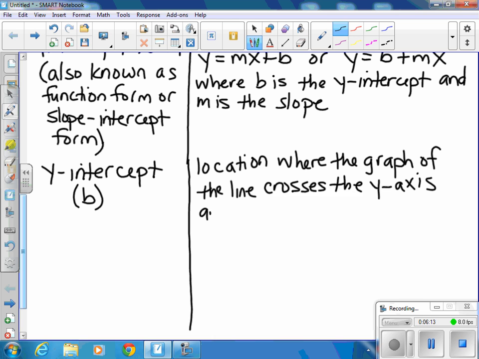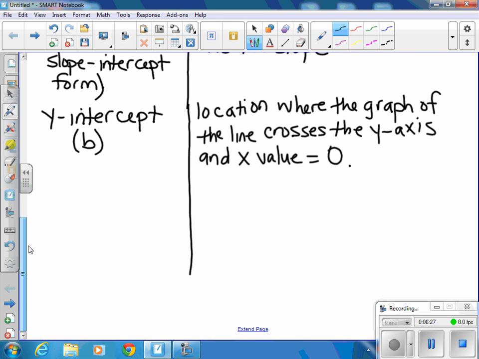And the x value is always 0. If you remember from when we were writing equations from pictures, you always had to have a starting value. Your starting value is your y-intercept. So it's that value on the y-axis that your graph starts at.